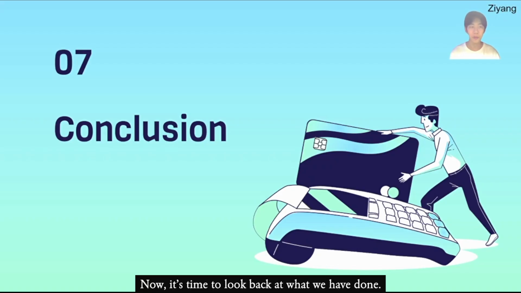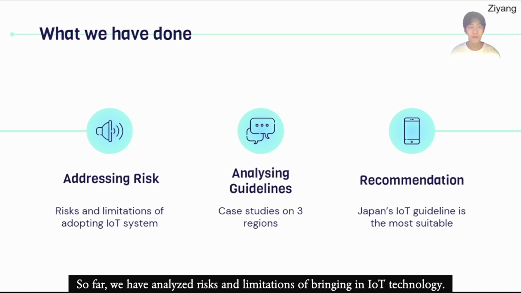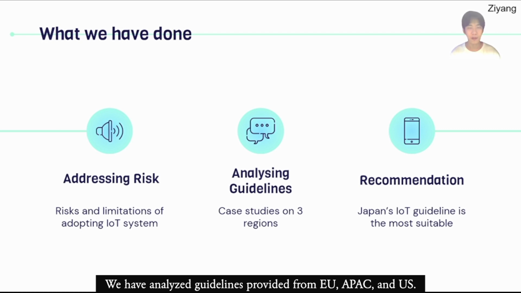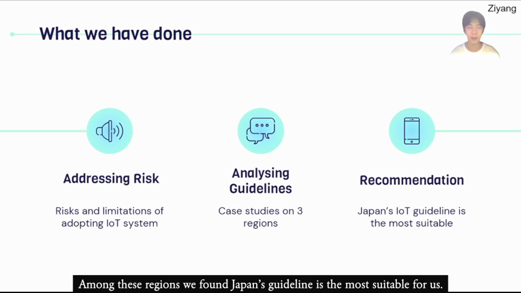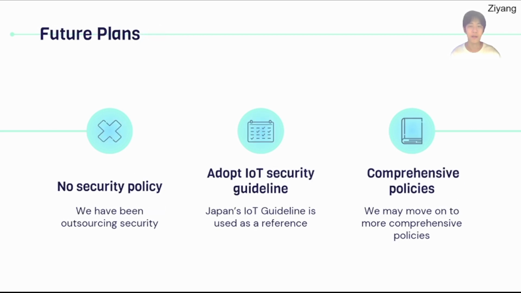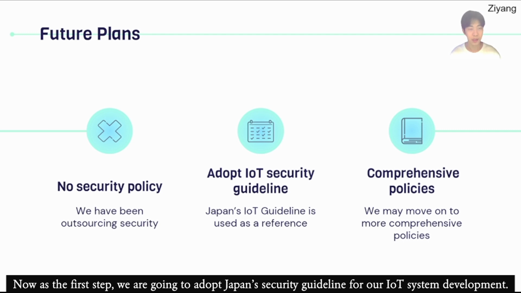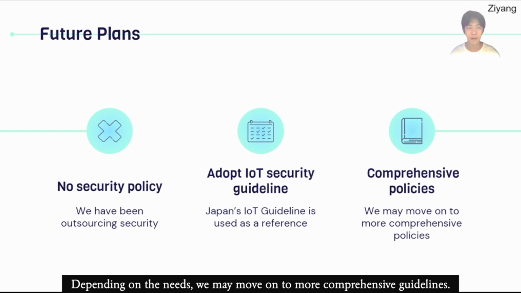Now it's time to look back at what we have done. So far, we have analyzed the risks and limitations of bringing in IoT technology. We have analyzed guidelines provided from EU, APAC, and the US. Among these regions, we found Japan's guideline is the most suitable for us. For our company, we used to be outsourcing security. Now, as a first step, we are going to adopt Japan's security guideline for our IoT system development. Depending on the needs, we may move on to more comprehensive guidelines.